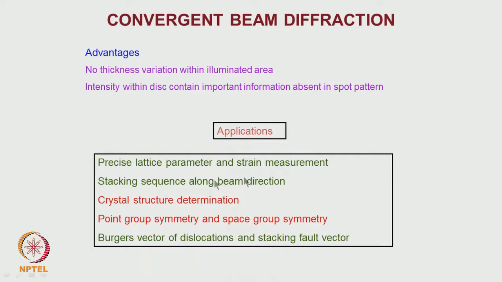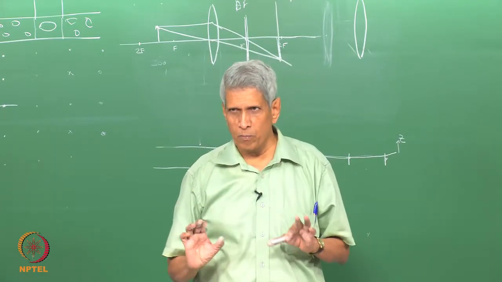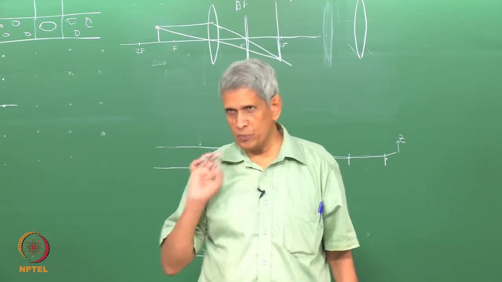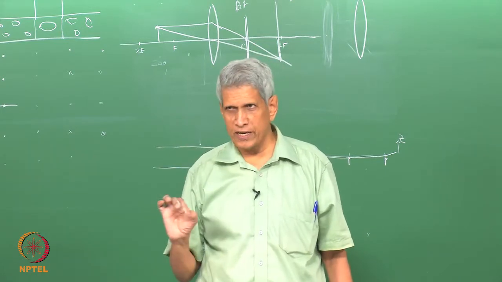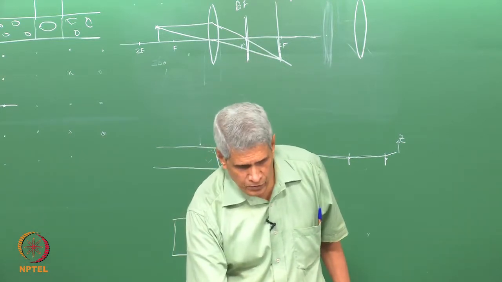I just mentioned what all the applications are. Applications are precise lattice parameter determination, crystal structure determination, thickness of the foil could be measured accurately, and point group and space group could be determined. I will just give a brief idea about some of these aspects. Especially the point group symmetry and space group symmetry is really a tough part, which I will not go into in detail, but I will mention. The others I will just mention.